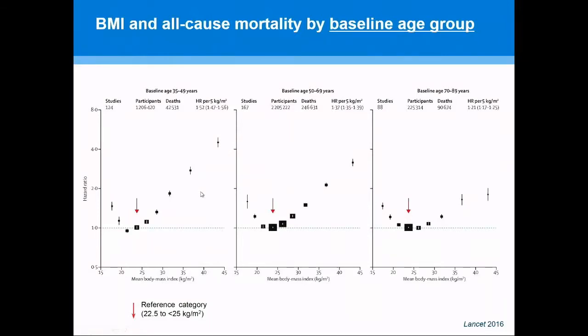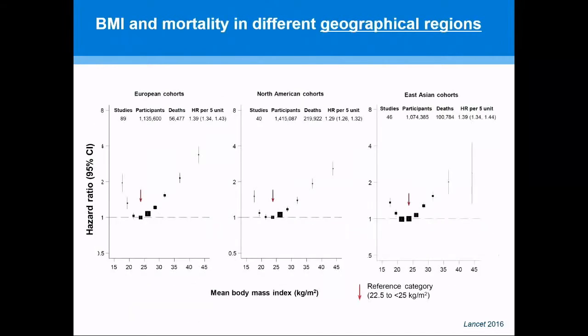And so here's an analysis in which we defined 3 age groups. You can see how the association changes from younger to older individuals. Actually, the nadir of the association shifts from about 20 in the younger individuals to possibly about 24 in older individuals. So suggesting as well that there's potential differentiation between BMI and mortality according to different age.